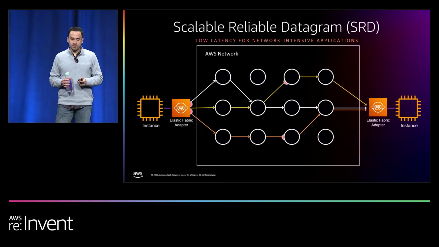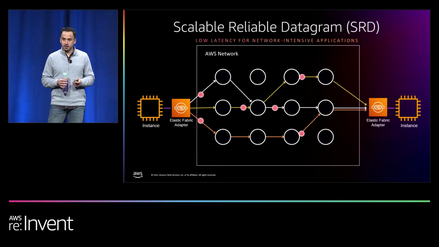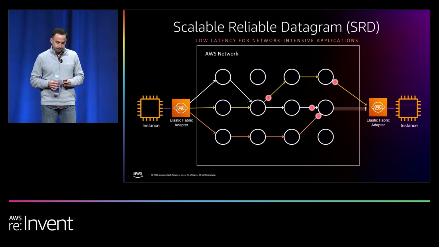Additionally, with the deep knowledge of our network, we're able to detect congestion and blockage sooner, and we're able to route around this and avoid any issues over longer periods of time.